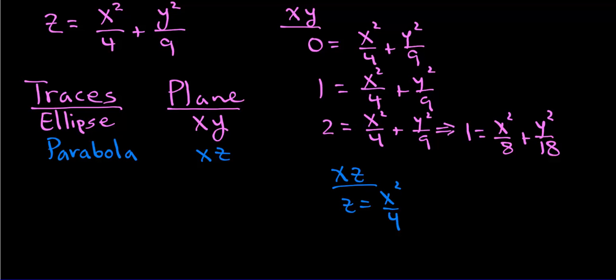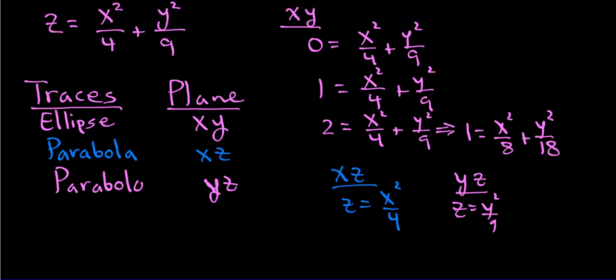There we go. And then you can say, well, now I want to do the yz plane. Well, same thing. You would have z equals y squared over 9. And then you could adjust the x's, but if we're talking about the yz plane, that's still going to be a parabola. So you've got these three traces that you're concerned about for this elliptic paraboloid.